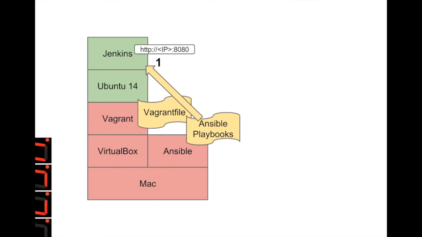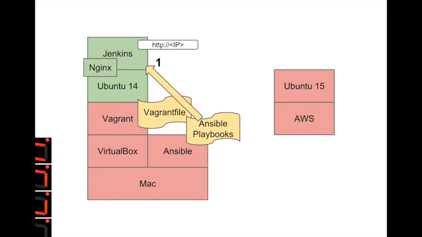Once it's installed, to make it a little bit more fun, we'll install the Nginx proxy and web server and point it to the right port through port forwarding, so we can access Jenkins through plain HTTP access.